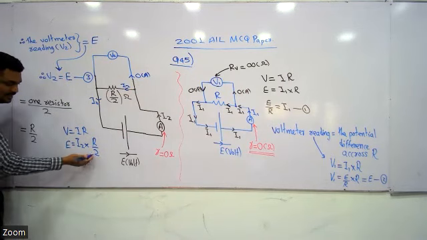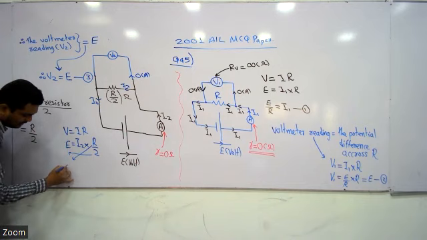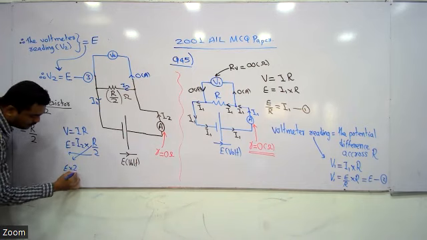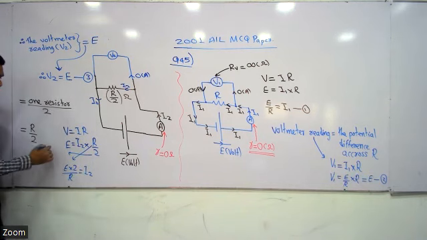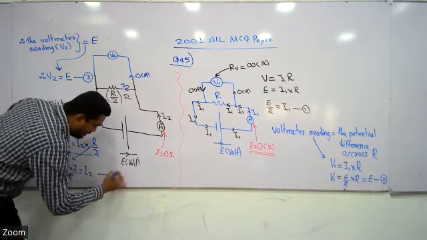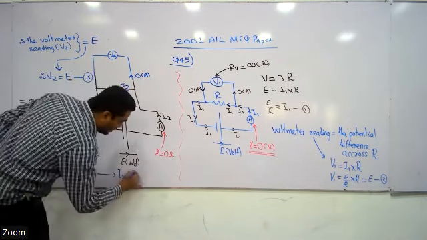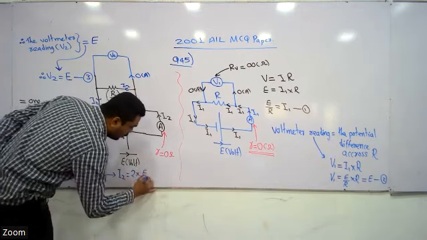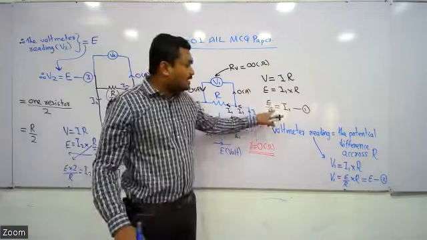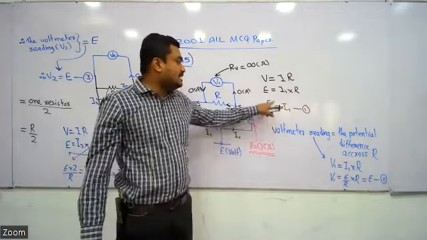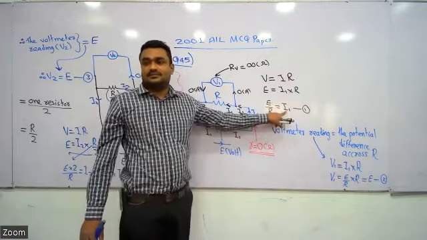If I use cross multiplication, I can take 2 to this side, R to the other side. So I get E into 2 divided by R equals I2. So it means, let me write one more step. It means I2 is 2 times E over R. But look at the board here. What is E over R? E over R is I1.